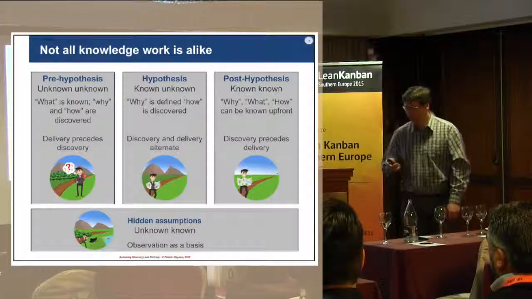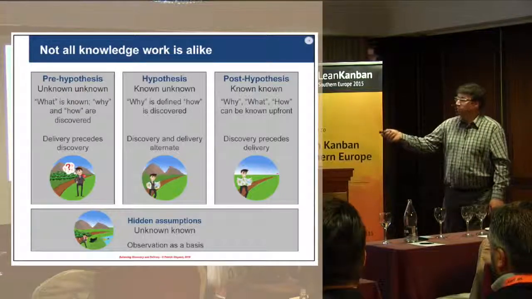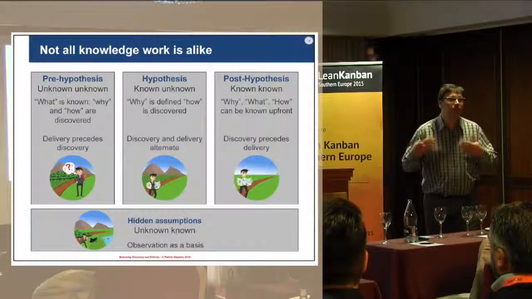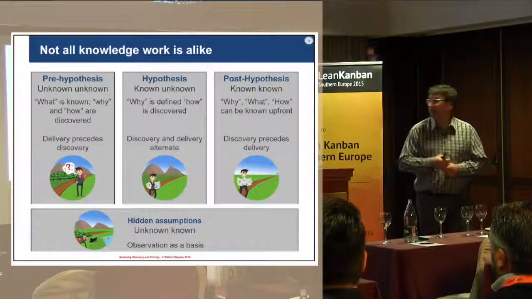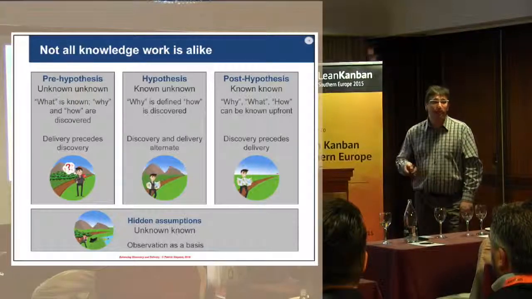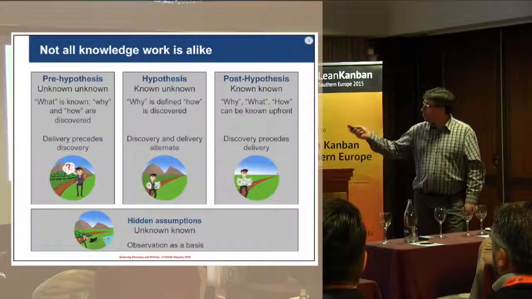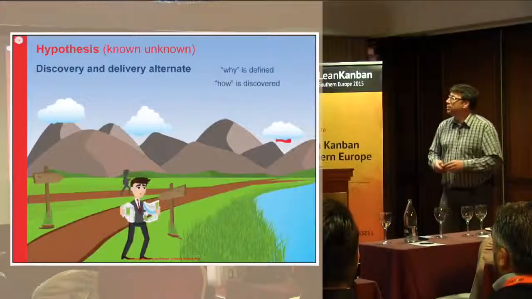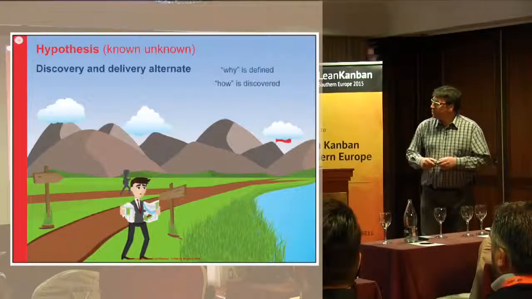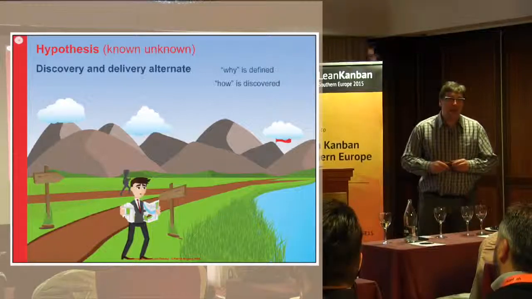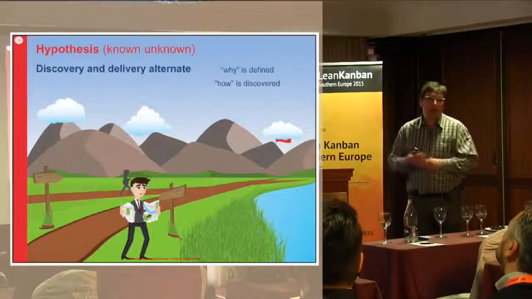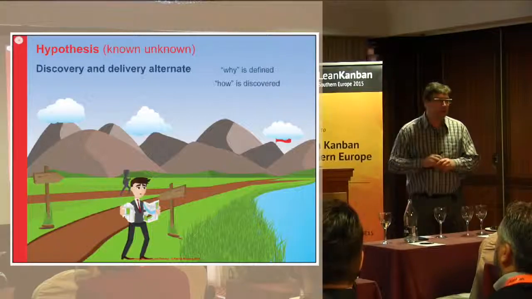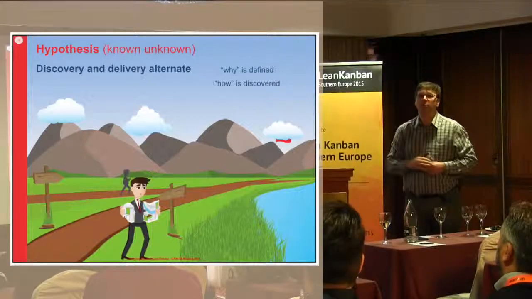Okay. So we covered the post-hypothesis because we started there, because I think that's the situation most of you are familiar with. But we'll go through it in order: post-hypothesis, which we've covered, hypothesis, pre-hypothesis, and then hidden assumptions. So the hypothesis situation is a situation where you have some kind of goal. It might be shrouded, hidden a little bit behind the clouds. So you have some kind of goal.